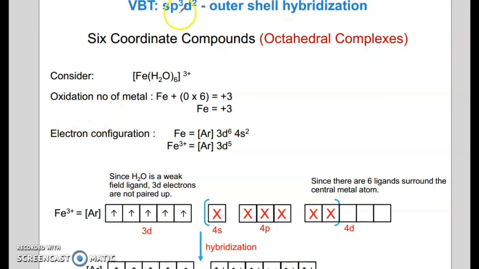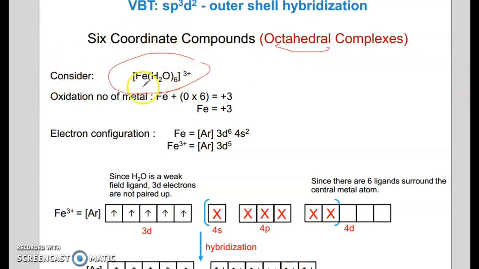Now we look at sp3d2 for the outer shell hybridization. This is for 6-coordinate compounds, meaning octahedral complexes. So this is the geometry of the complexes. Consider this compound.